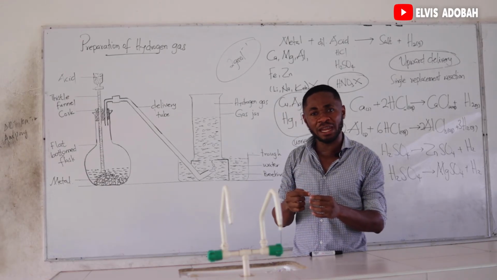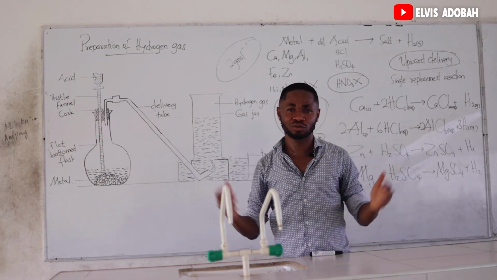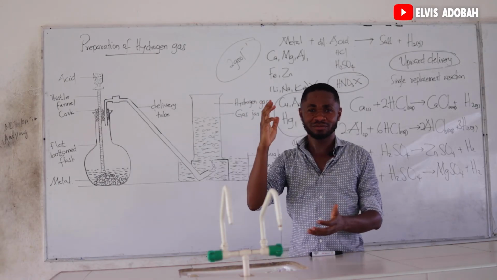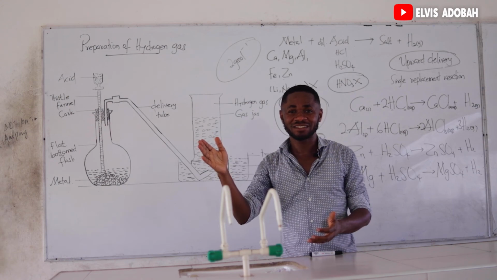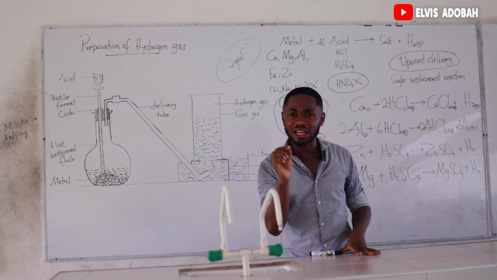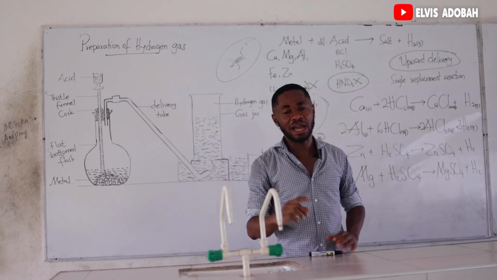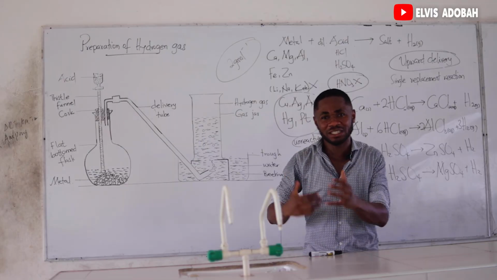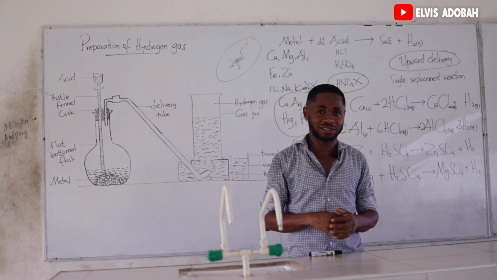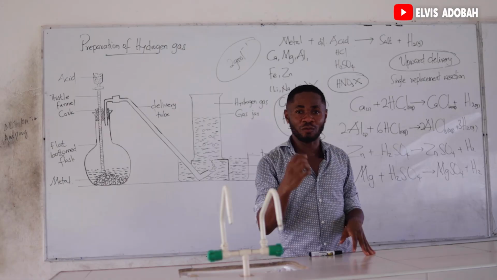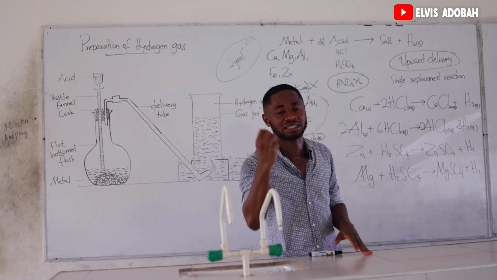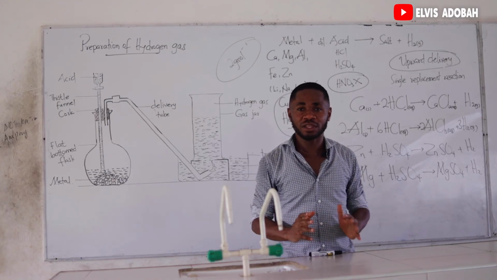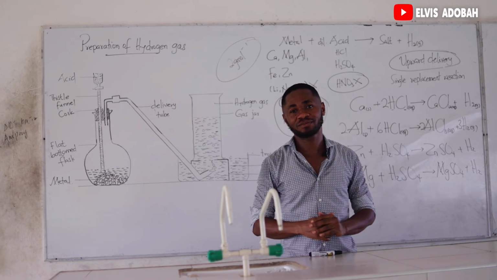You see the match burning with a pop sound. A pop sound is you hear pop. That is the pop sound. And that tells you that the gas you have is hydrogen gas. And that pop sound occurs because the hydrogen reacts with oxygen in the air, which is supporting the burning process to form molecules of water. And that is what is creating that pop sound. That is how we test for the hydrogen gas.